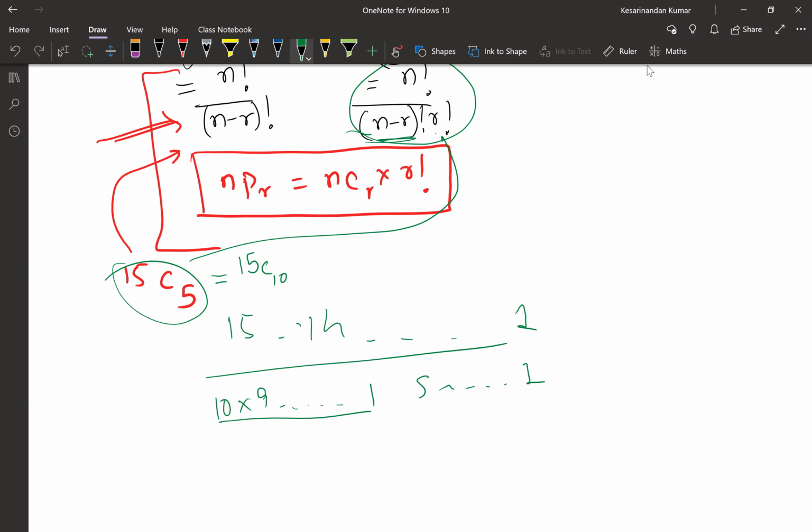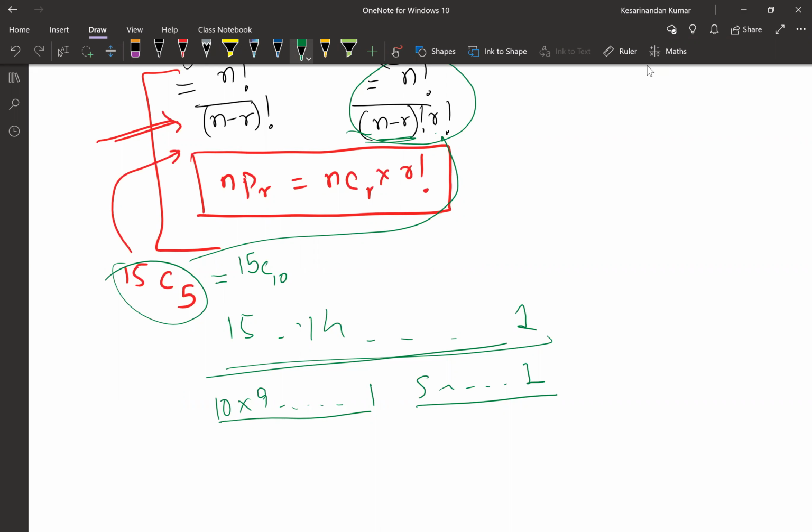Pretty hectic task. This is 10 numbers, 5 numbers, 15 numbers. Multiplication itself will take at least 1 minute if I'm quick enough. Is there any shortcut method to calculate this one? Or is this the only method available?